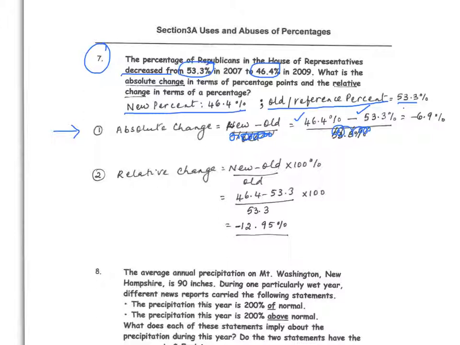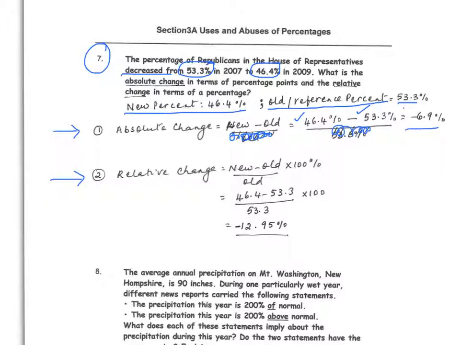And when we take the difference in that order, it is negative 6.9%. And it's clear why it is negative, because there is a decrease in the percent of Republicans in the House of Representatives. So that answers the first part of the question. Now, the second part of the question says, what is the relative change in terms of a percentage?